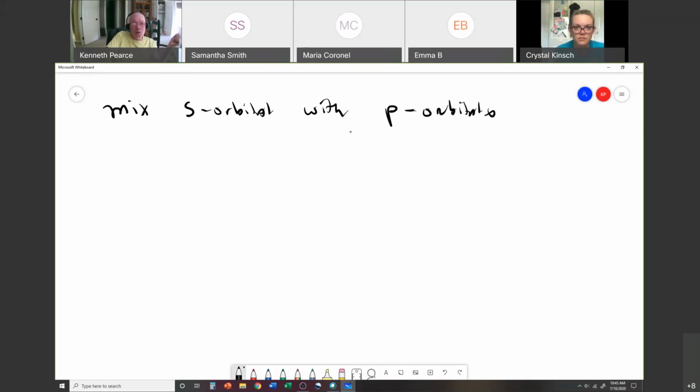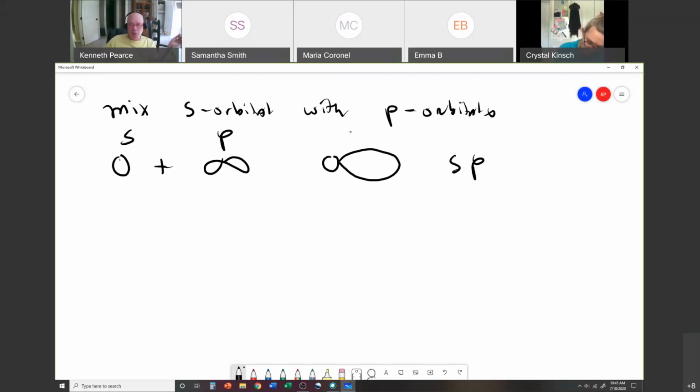And so what we're really saying is we're mixing s character with p character. So if we mix an s plus a p, what we'll get is something that's not quite the same thing. We have something that ends up looking like this, and this is called an SP. So this is an S and a P. And so we end up with something called an SP orbital. All right.